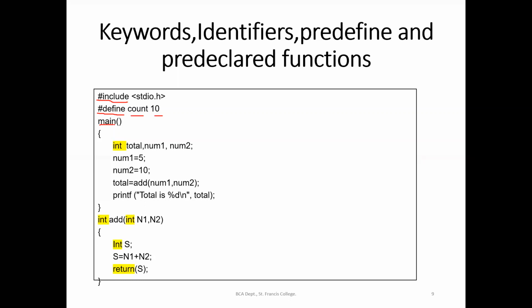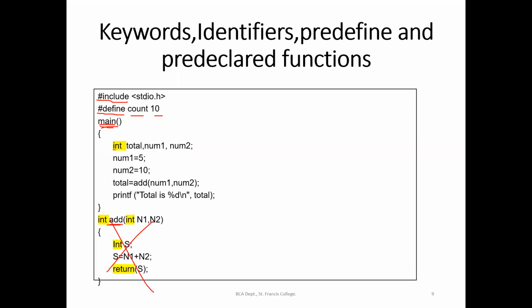Now main is a function which is a pre-declared function. What is the difference between this main and this add? This is a user-defined function, while main is a pre-declared function. Without the main, we cannot write a program. While without this user-defined function, if I am not writing this also, I can have a program.